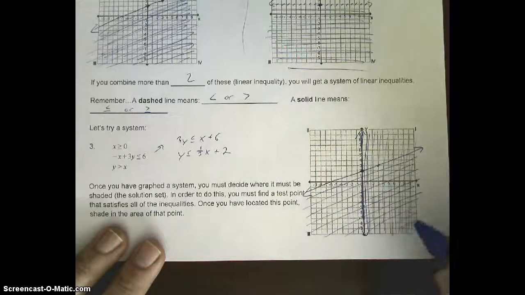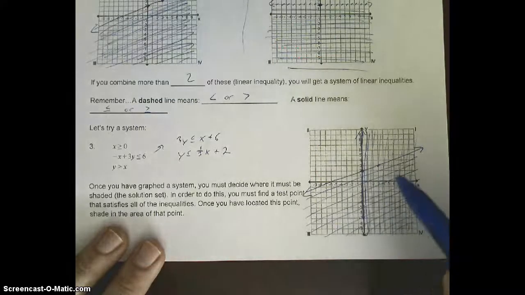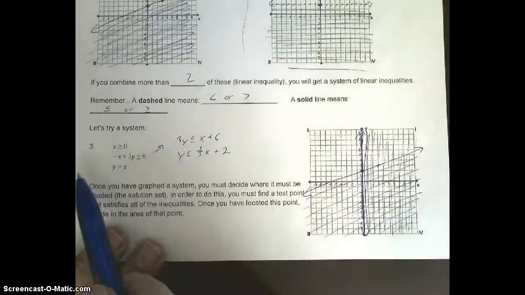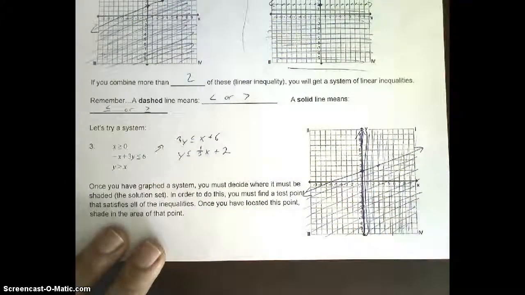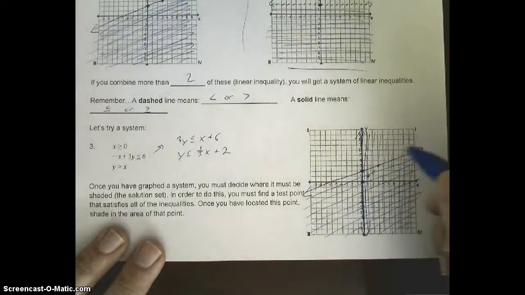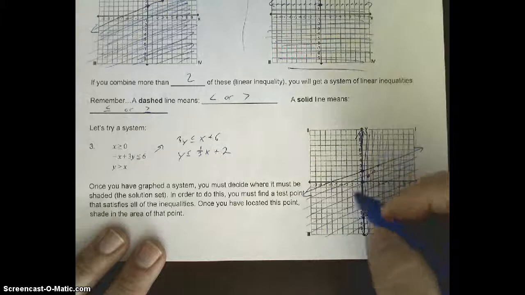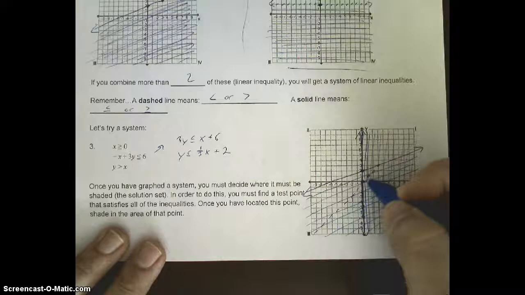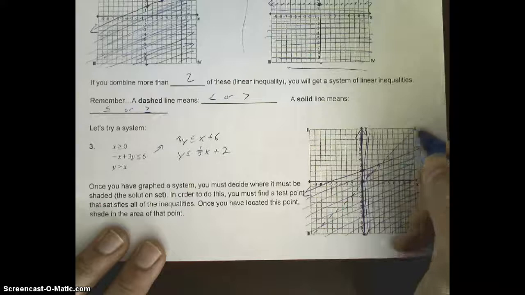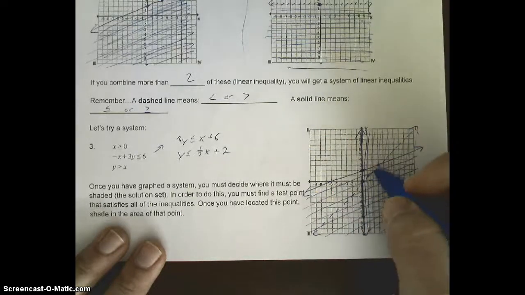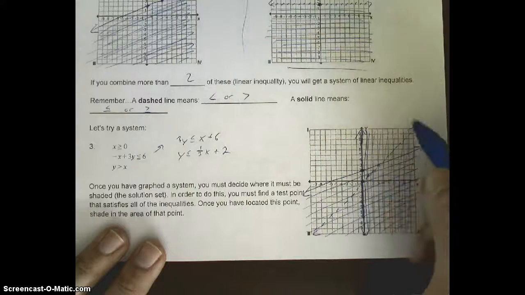Okay, now if that was it, then the answer would be the part where it's double shaded, right here. But I have one more: y is greater than x. The line y equals x starts at (0, 0) and goes up 1 over 1. This is a dashed line, and it's greater than, so it's everything above. So everything above would be this way.